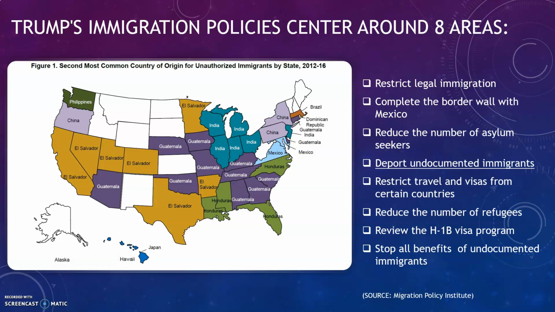So the 8 areas are: restrict illegal immigration, complete the border wall with Mexico, reduce the number of asylum seekers in the United States, and the most important part of our presentation, deport undocumented immigrants. Then restrict travel and visas from certain countries, reduce the number of refugees, review the H-1B visa program, as well as stop all benefits of immigrants.